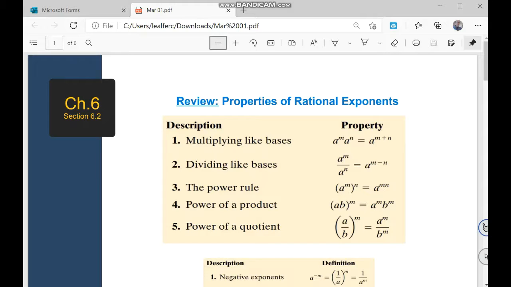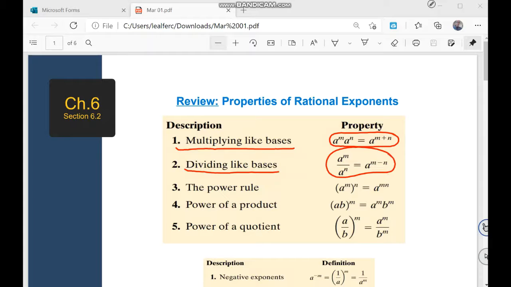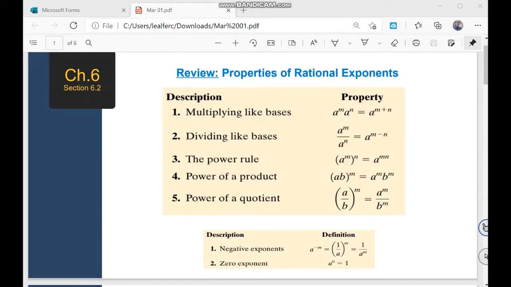We have seen in chapter 4: if you have a multiplication of like bases, you're going to add the exponents. If you have a division of like bases, you will subtract the exponents. And the power rule, if you have this situation, you're going to multiply. And the power of a product and power of a quotient, it kind of works like the distributive property. You're going to distribute the exponent to the factors, or distribute the exponent to the numerator and denominator.